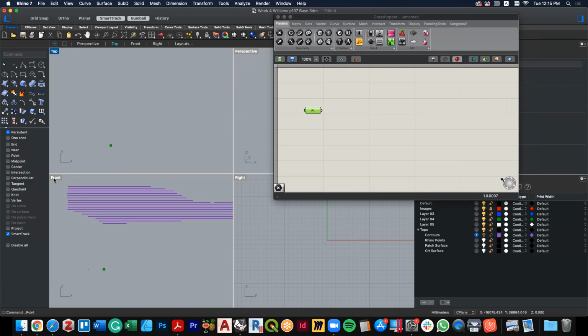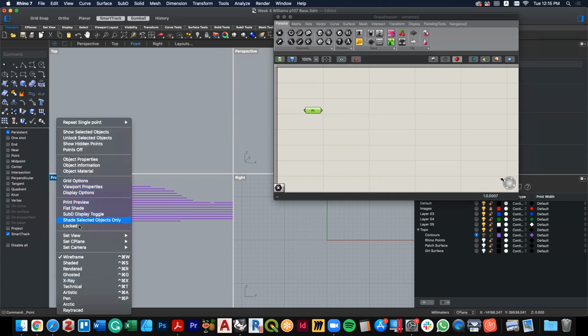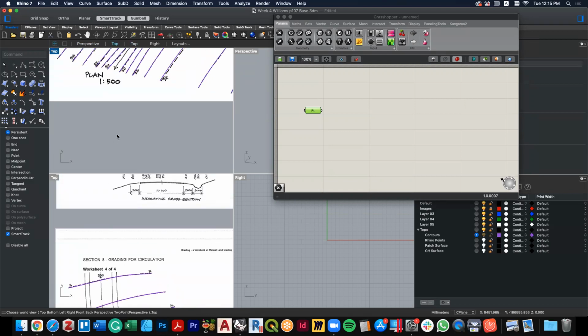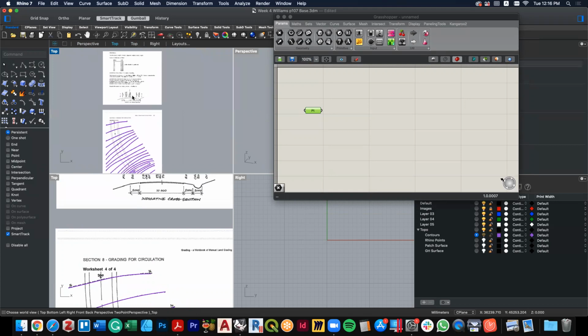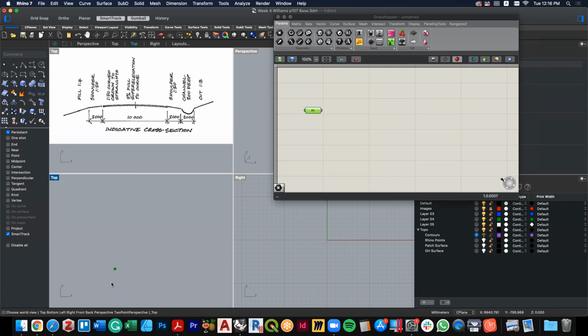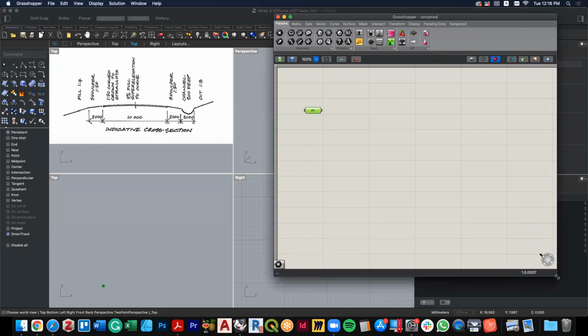I'm going to set this one here to top view so that above here I can have the section that I'm trying to work from and simulate, and over here I can have the point that I'm using as my base. I'm going to create the center, crowned curved road section first. Then I'm going to mirror the two shoulders on either side. After that, I'm going to work on the different factors.